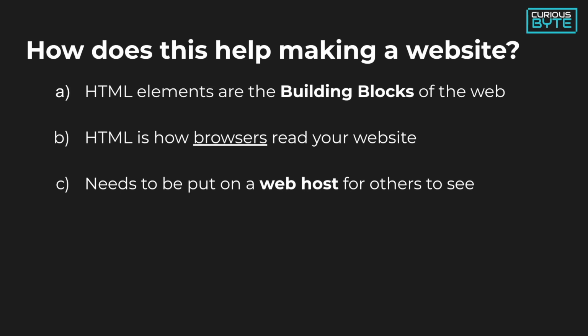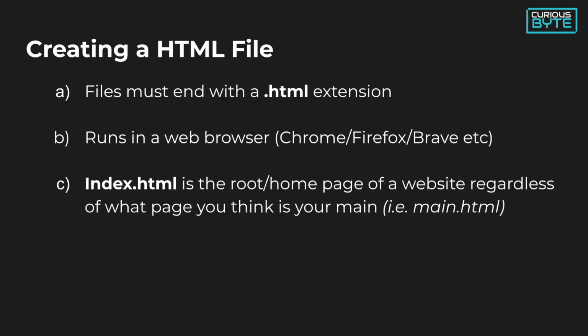Now, to be able to see a website, you need to put it on a web host for others to see. And that's essentially how the World Wide Web has grown. A collection of shared documents for other people to see. Now, to create an HTML file, you simply create a new file with whatever name you want, and then at the very end, you add a .html extension, and that produces an HTML file. When you double left click that file, it'll try to open up in a browser by default unless you've changed it to do something else.